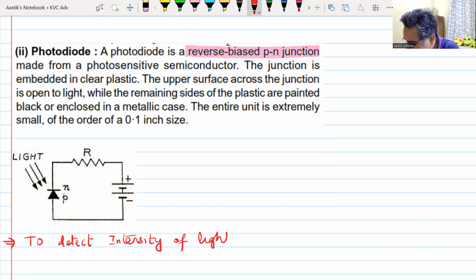What is the use of a photodiode? The use of a photodiode is to detect the intensity of light. It is a reverse bias PN junction and it is made from a photosensitive semiconductor. These are the three things that you must remember about this. You can also draw a diagram so that you remember that this is a reverse bias. I'll give you a minute to note this down.